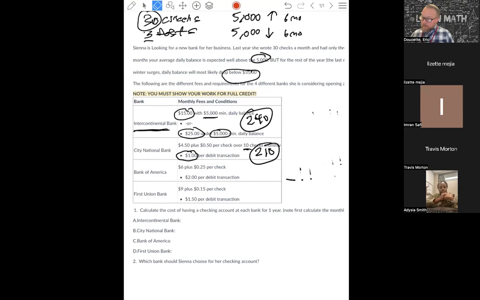All right, so I'm going to let you guys do a little bit of this next one, just so you get the hang of it. In this case, the new terms are she's going to pay $6 a month plus 25 cents per check. So 0.25 times 30, because she does 30 checks, and then $2 for every transaction. So we'll do 2 times 3. So 2 times 3 is $6.